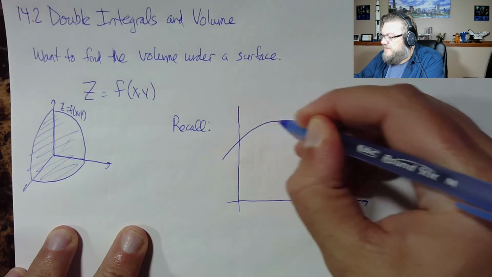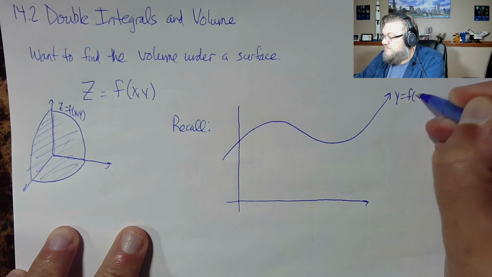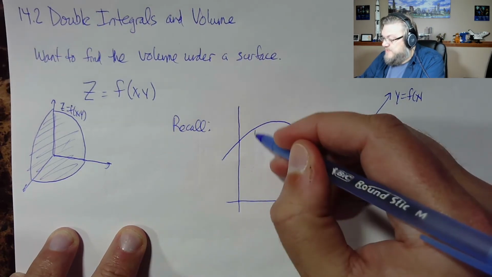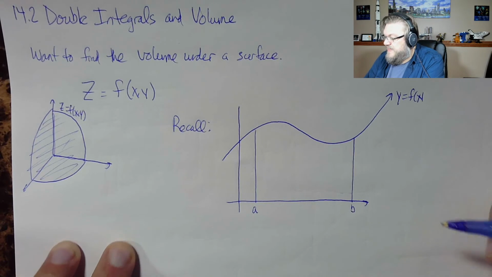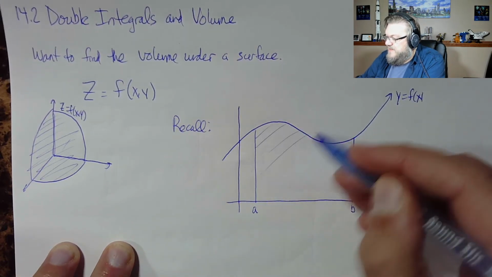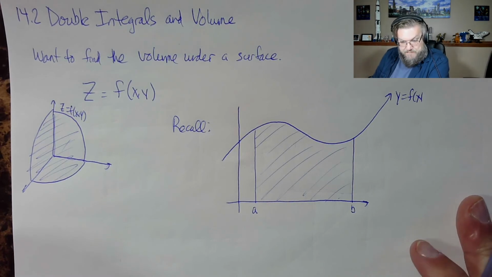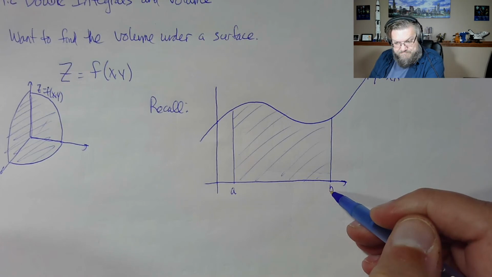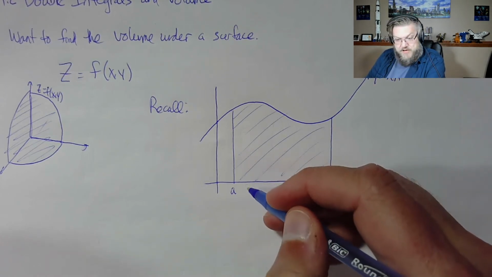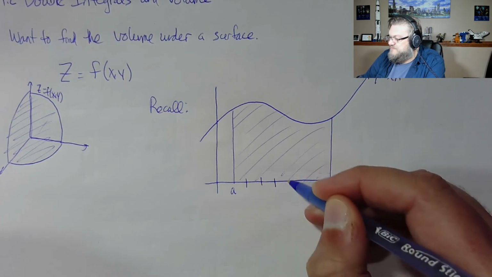We started off with a continuous function. And there's an x value from A and an x value to B, right? And I wanted to find the area under this curve, right? So the first thing we did was to chop this up into pieces. We made what we called a partition. And so we chopped this into pieces.